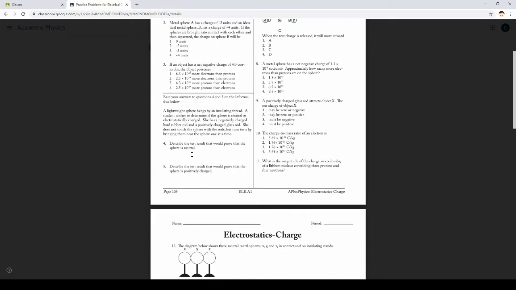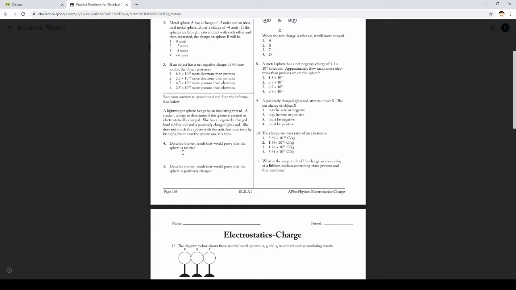For this next question, we need to base our answer on the information below. A lightweight sphere hanging from an insulating thread. A student wishes to determine if the sphere is neutral or electrostatically charged. She has a negatively charged hard rubber rod and a positively charged glass rod. She does not touch the sphere with the rod, but runs tests by bringing them near the sphere one at a time. We need to describe test results that would prove if it's neutral. So she has a positively charged object and a negatively charged object, and this lightweight sphere that we're trying to determine what it is.